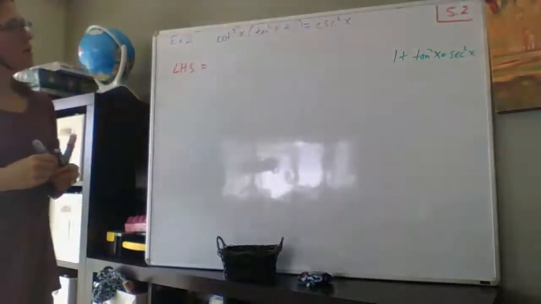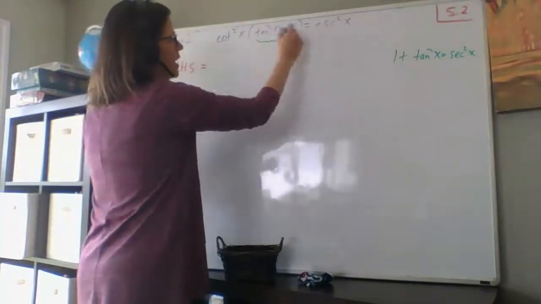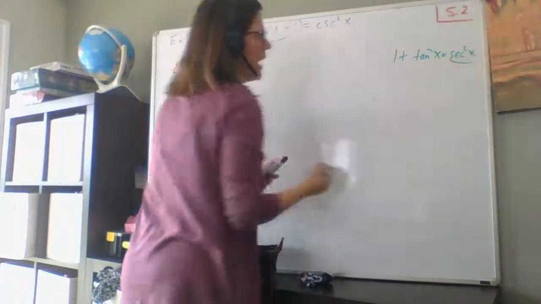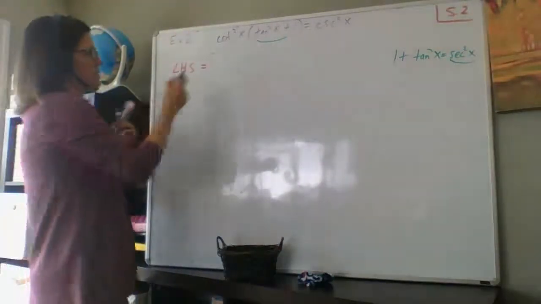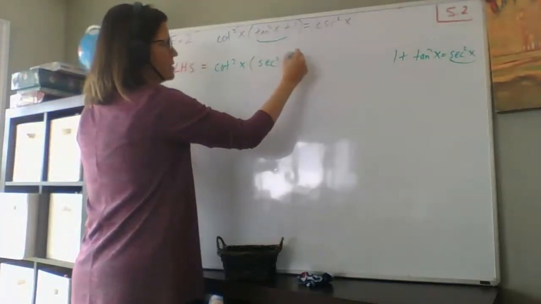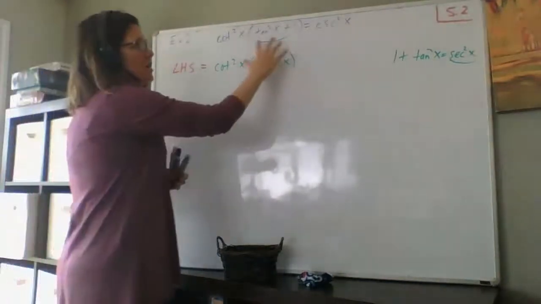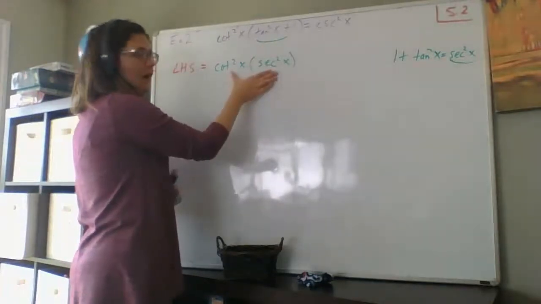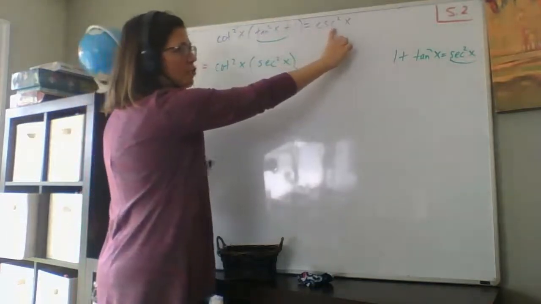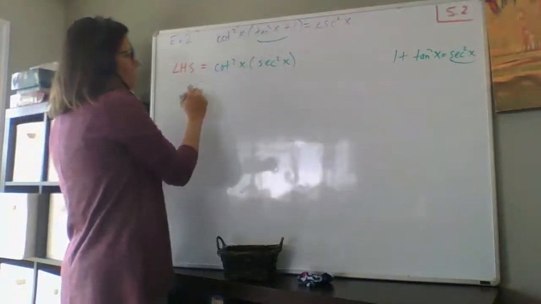Aha! So if we have a tangent squared x plus 1, now we can go ahead and replace it with this secant squared x. So that's going to give us cotangent squared x times secant squared x. Now this looks more promising because here we had two terms and here we now only have one term all multiplied together. So that's good since our right-hand side is only one term. So now what to do?